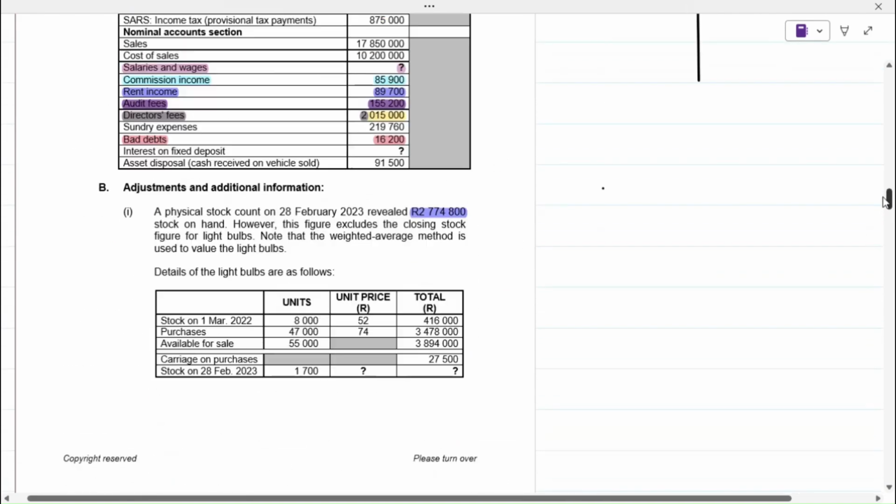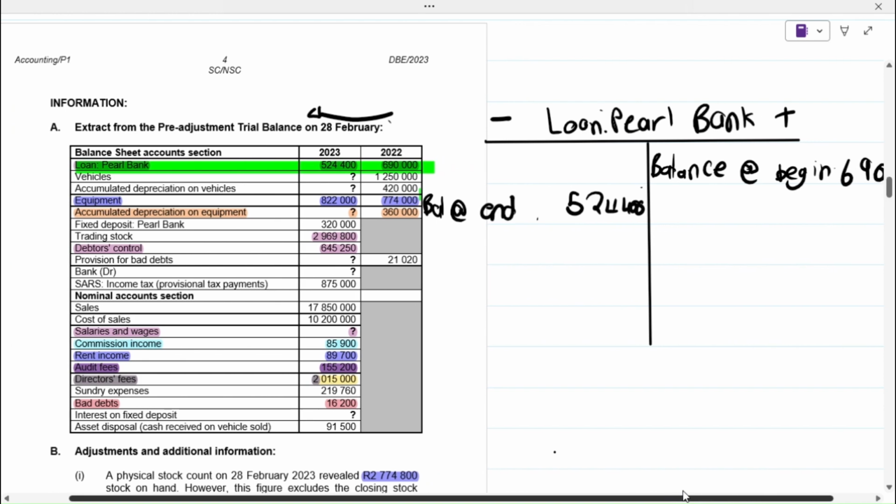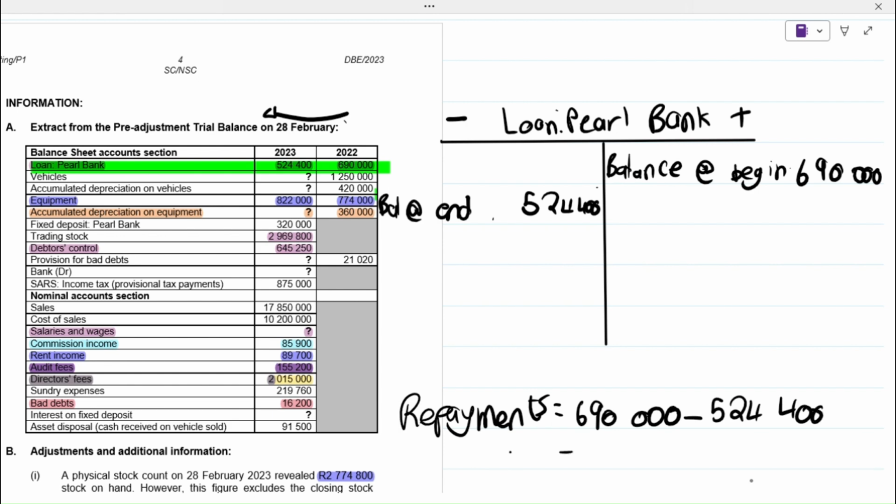So we are going to look at the following. We have our balance at the beginning and our balance at the end, right? Because we are not really given anything, to find our repayments, I'm going to take my balance at the beginning, which is 690,000, and less my balance at the end, which is 524,400, and the difference will be my repayments.